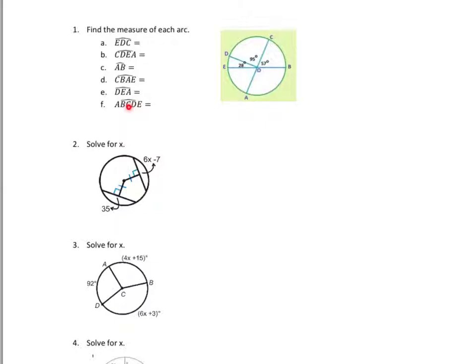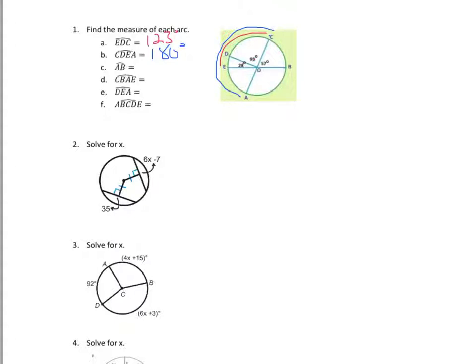So, arc EDC is this arc right here, right? Beginning and end at E and C and tells us to go through D. Okay, so in order to solve for that, we got to add up 28 and 95, and we're going to get 123 degrees. Now CDEA starts at C, goes through D and E, and down to A. We see that that's a diameter. Okay, so that's going to be 180 degree arc.